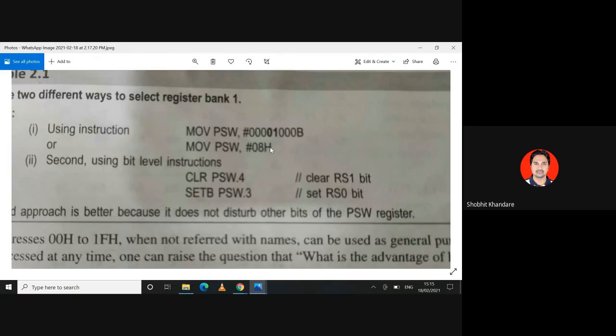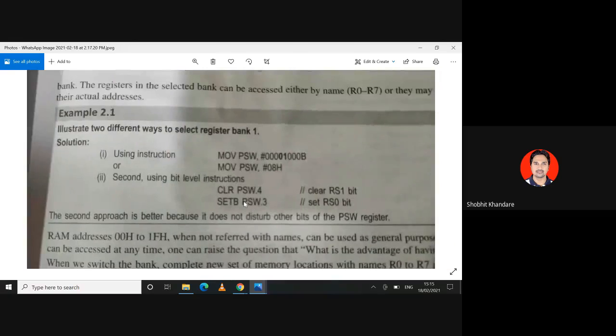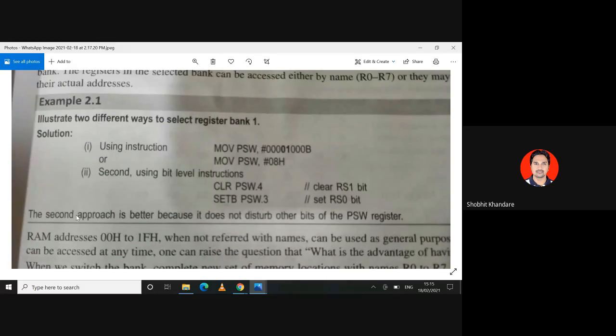Now my question is whether you prefer going by the first instruction or the second method. Which one do you think is better? Second, obviously. The second approach is better because it does not disturb other bits of the PSW register. If I have no need to touch the other bits, why would I touch them? Let them remain as they are. My only job is to select register bank 1. So it's better I go with this.